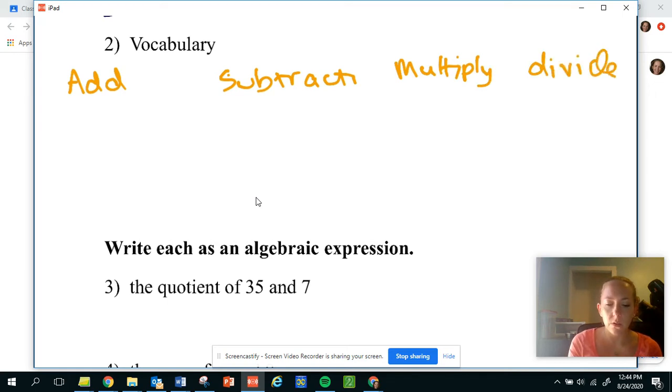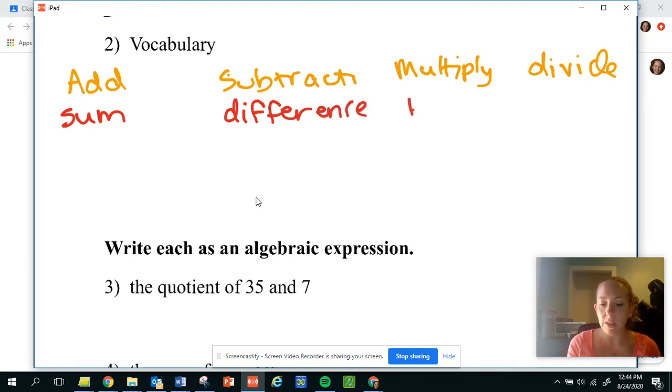So some ways to know that is if it's adding, one word they might use is a sum. A sum is basically like the end product, the result of something that you add. In the same way, for subtracting, that would be the difference between two numbers. So that goes with subtracting. Difference. Multiplying would be the product. And dividing would be the quotient.